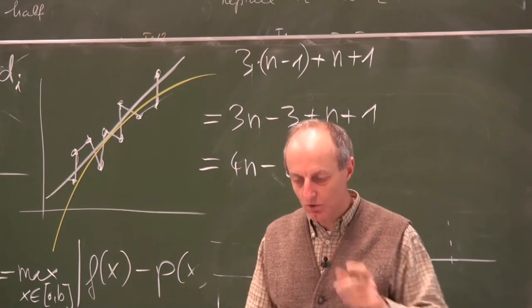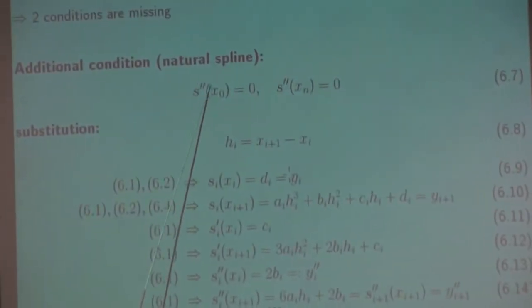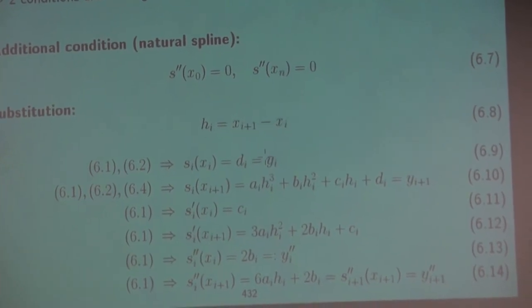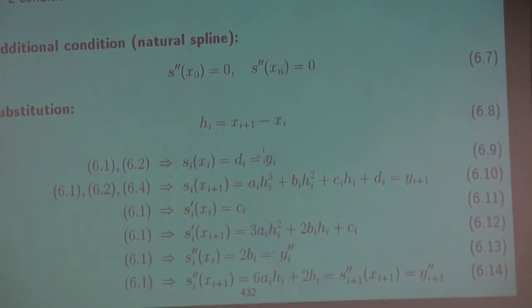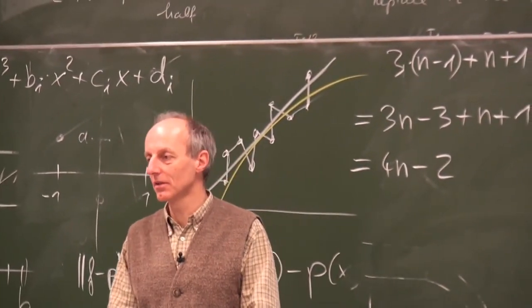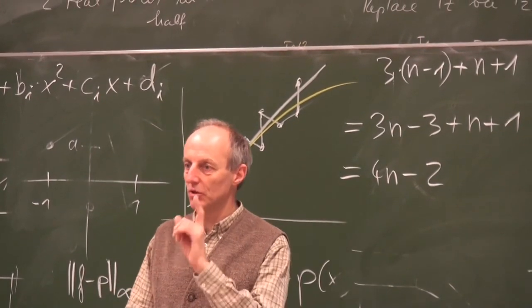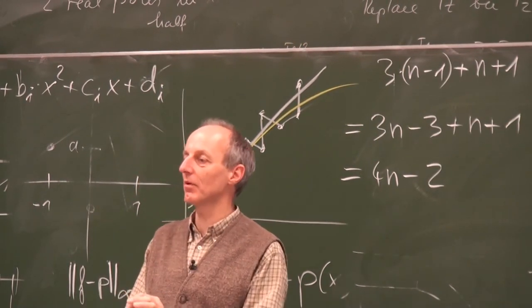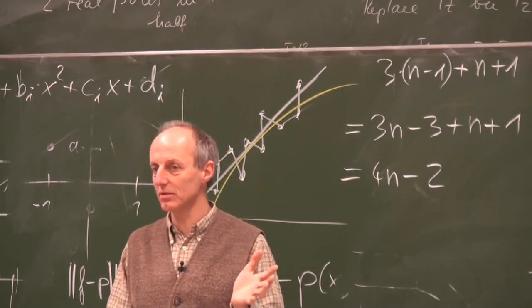Okay, but now we do this with the natural spline. So we add this condition, the second derivative of our spline at x0 is 0 and at the last point also 0. And now we have 4n requirements for 4n unknowns. And this is, of course, necessary in order to have a chance to get a unique solution. The unique solution is not yet guaranteed, but only if we have the same number of equations as unknowns, we have a chance to get a unique solution.